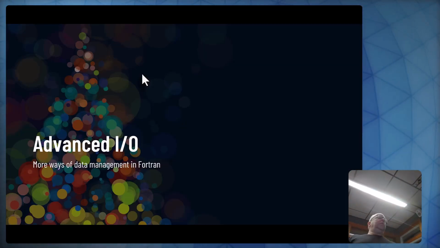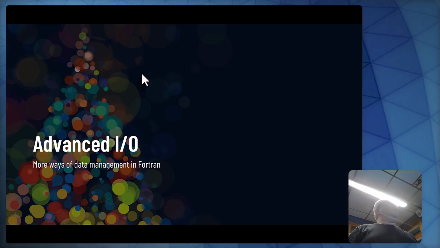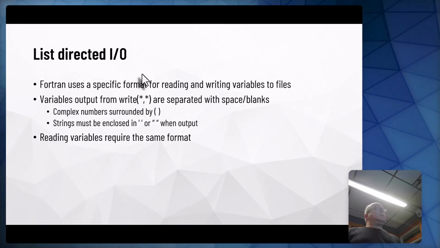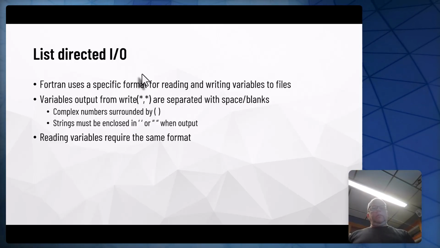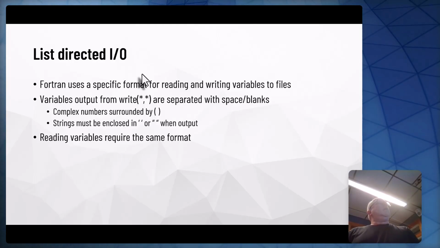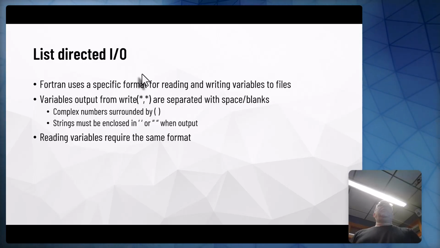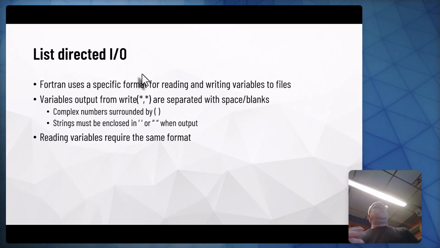Advanced I/O, it's not that advanced. It's more advanced than I showed before. So, list-directed I/O. Fortran uses a special format for reading and writing variables to files. As I said before, you don't have to do text conversions yourself. Fortran will read the text file and convert the numbers automatically.